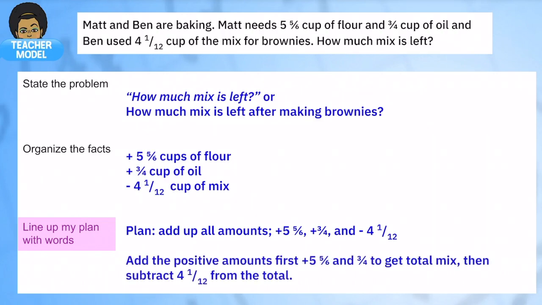Just for more clarity, I know I want to add the first two numbers first, the 5 5/6 and the 3/4. That's going to give me the total amount of mix. And then I'm going to subtract 4 1/12 from that total. So that's how I'm going to express it. I'm going to use parentheses also to show what I'm going to do first. Hit pause so you can jot this down into your notes, and we'll go into our plan.